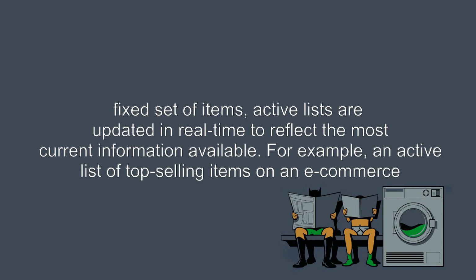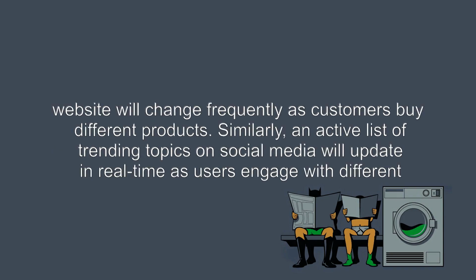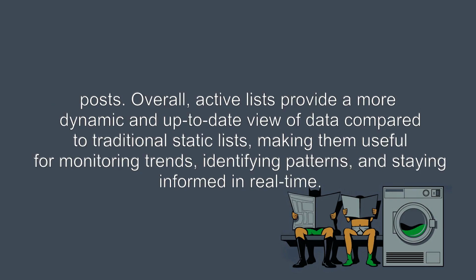For example, an active list of top-selling items on an e-commerce website will change frequently as customers buy different products. Similarly, an active list of trending topics on social media will update in real time as users engage with different posts. Overall, active lists provide a more dynamic and up-to-date view of data compared to traditional static lists, making them useful for monitoring trends, identifying patterns, and staying informed in real time.